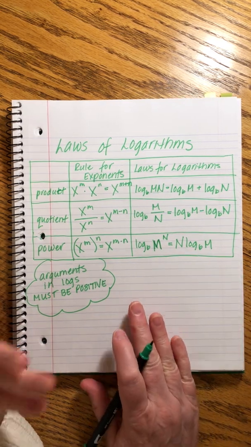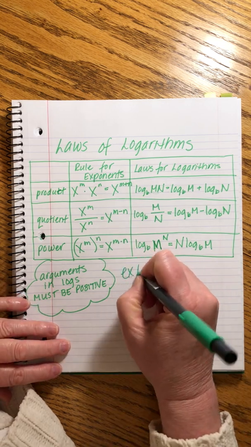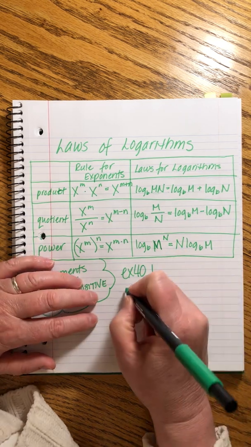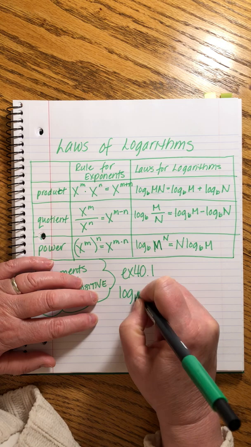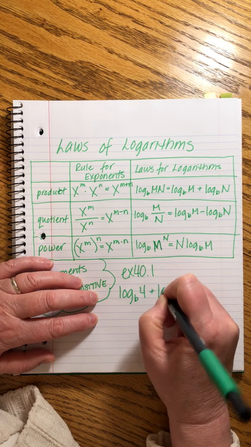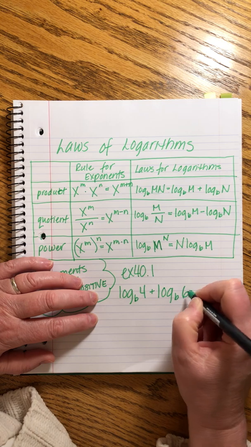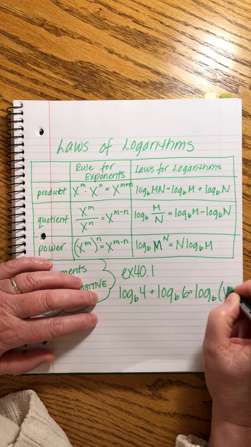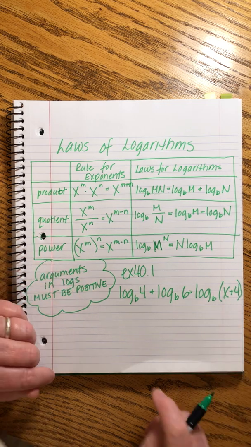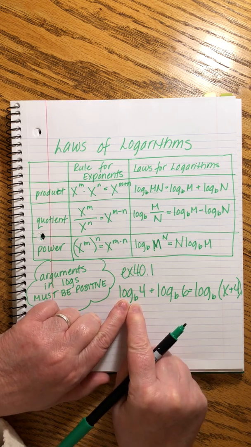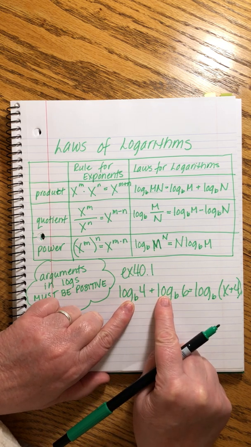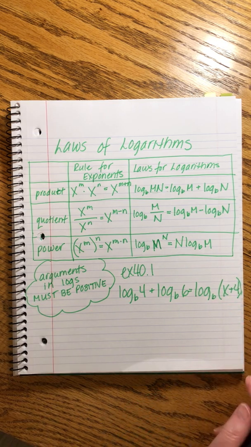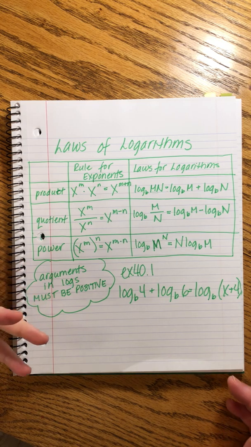Okay, let's do our first problem in this little space here. It's example 40, sorry, 40.1, and it looks like this. I'm running out of room, so I'm squishing. The log b of 4 plus the log b of 6 equals the log b of quantity x plus 4. Okay, so how do we do something like this?